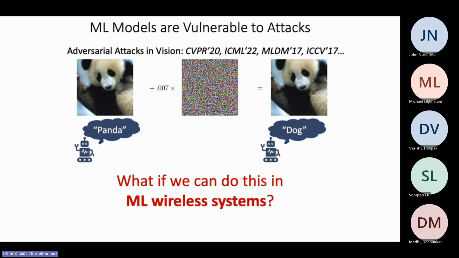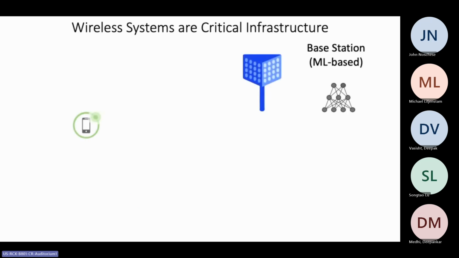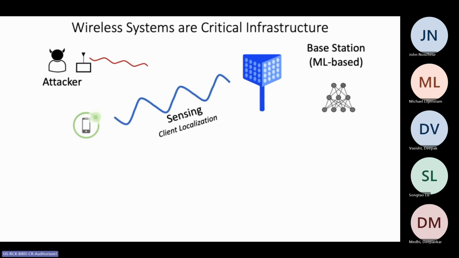Now the question is, what if we can do this in wireless systems as well? That can have pretty disastrous consequences, because wireless systems are critical infrastructure today. They provide a lot of critical services, and if I can do that, it can be pretty dangerous. Imagine a base station that's using machine learning to provide both, say, communication and positioning services. If an adversary can inject very, very small amounts of noise that's potentially undetectable by the base station, it can cause this device to have a very wrong sense of its position.